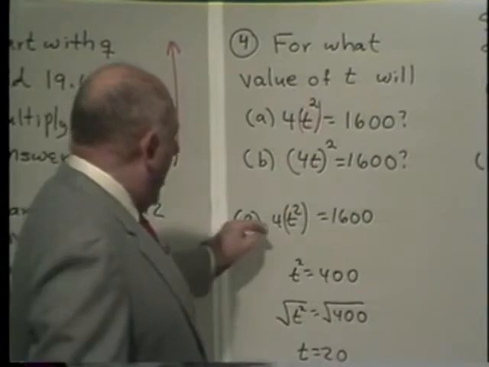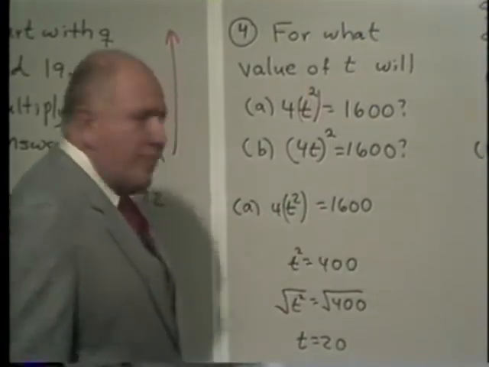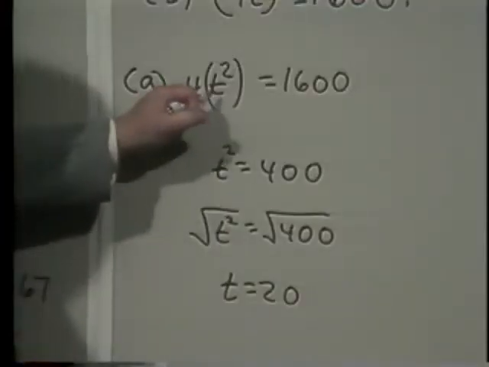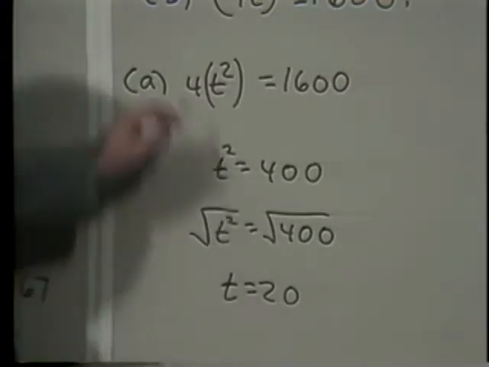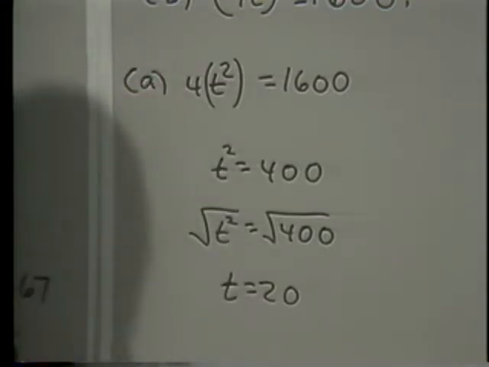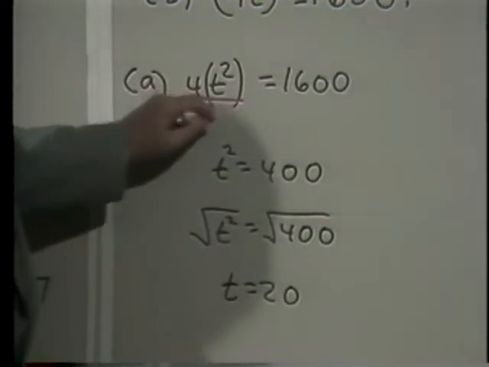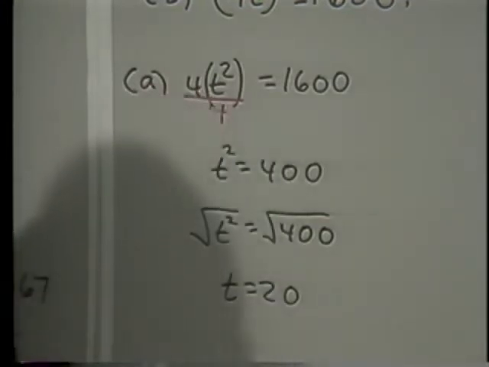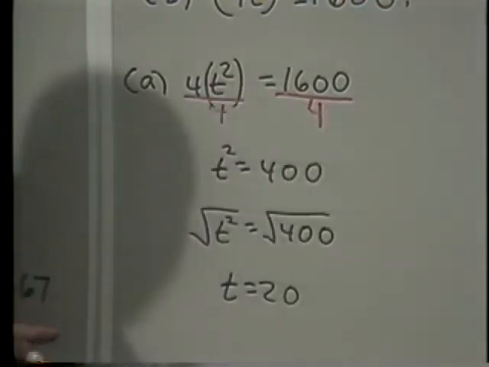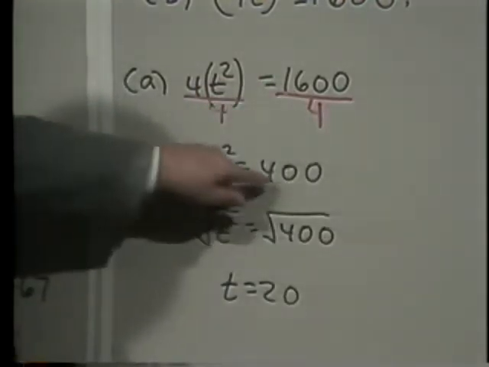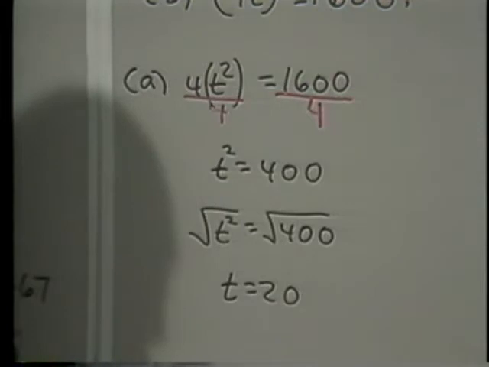Let's just go on and see how we can tackle part A just by the mechanics of it. We want to get t. T is inside the parentheses, so before we do anything else, we have to unblock the parentheses. Since the 4 is blocking the parentheses, what's the 4 doing? It's multiplying the parentheses. To undo multiplying by 4, we're going to divide by 4. But if you divide one side by 4, you have to divide the other side by 4. That gives me t squared is equal to 400.